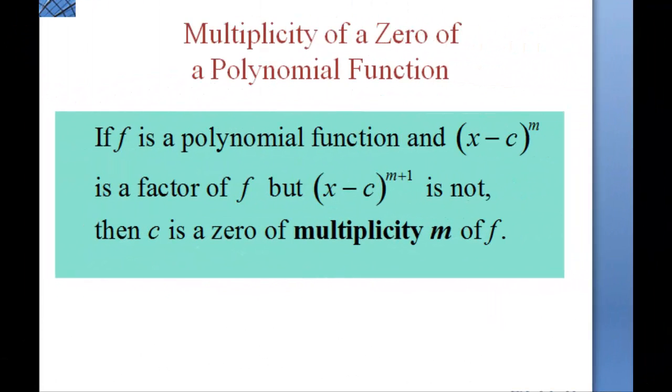Multiplicity of a zero of a polynomial function. That's another good word there. Multiplicity. What it means is that if f is a polynomial function and x minus c to the m is a factor of f, but x minus c to the m plus 1 is not, then c is a zero of multiplicity m of f. That really didn't explain what it was. That's more of the theorem. Now let's look at what it means.